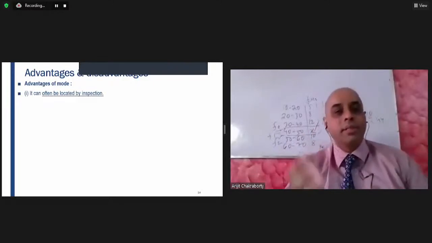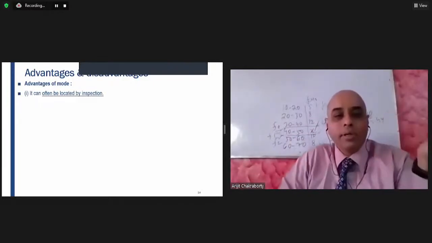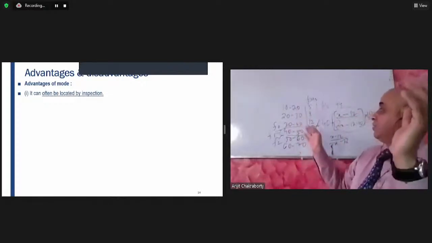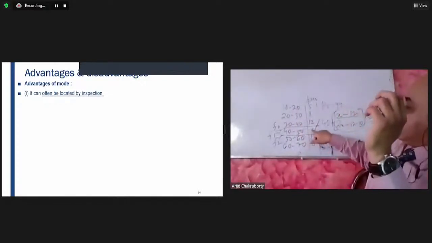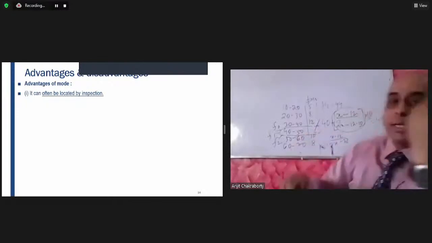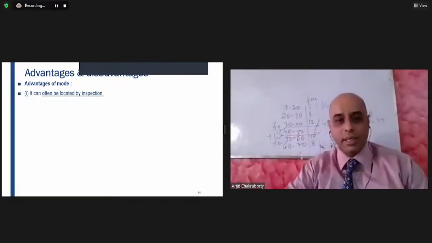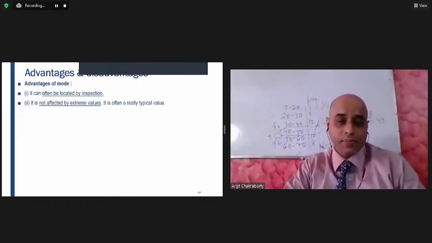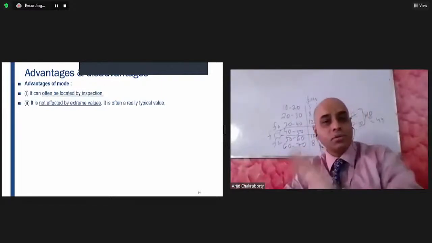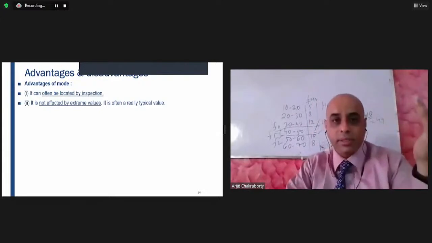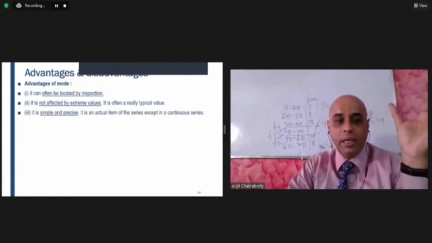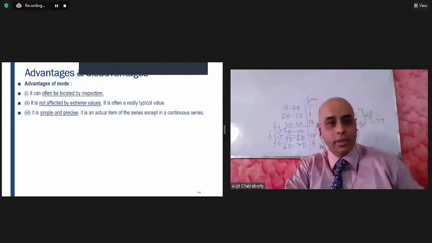The first advantage: mode can be located by inspection. Like here, if it is given that the frequency is 16, you can easily understand what the modal class is. It is not affected by extreme values. Is it affected by extreme values? No, it's ultimately the highest frequency, so whether there are extreme values or not doesn't make a difference. It is simple and precise.